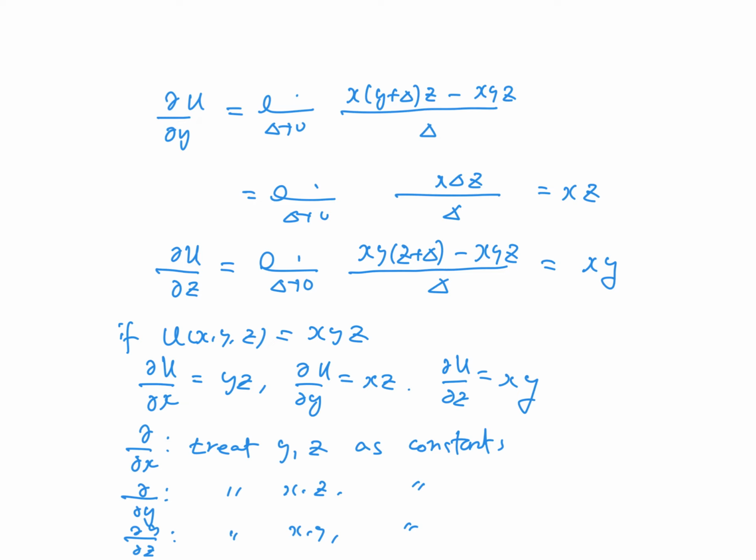So let's make another example. I'm still writing too fast. For example, another example. u equals x squared plus y squared plus z squared. So what is partial u partial x?